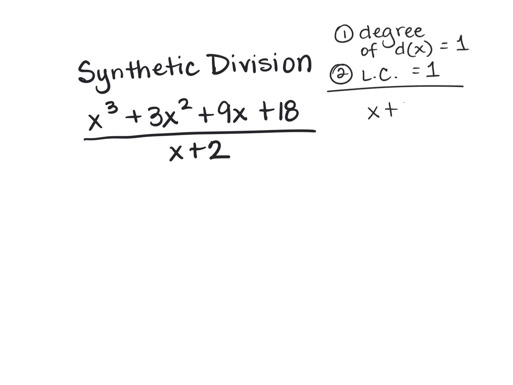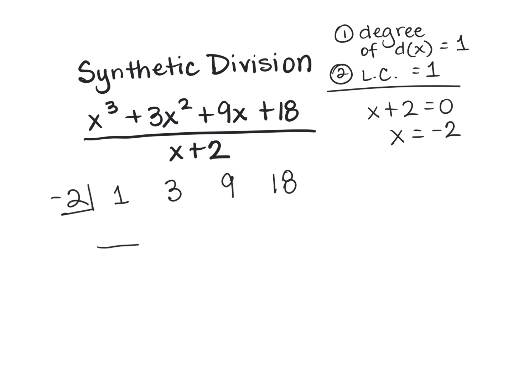set the denominator equal to 0 and solve for x. So x would be equal to negative 2. That number goes in the box. The next thing I do is take my leading coefficients in order, making sure it's in descending order. So my leading coefficient is 1. The coefficient on x squared is 3. The coefficient on x is 9. And then your constant would be 18. Again, if you have one that's missing, you have to account for it, so you would put in a 0.